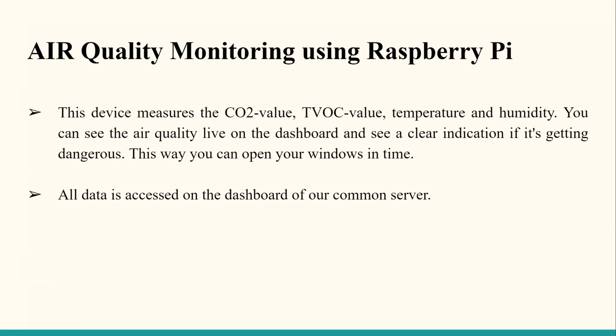This is the air quality monitoring using Raspberry Pi. This device measures the CO2 value, TVOC value, temperature, and humidity. You can see the air quality live on the dashboard and see a clear indication if the air quality is getting bad and dangerous, and hence take required action. All the data from the monitoring system is shown on the dashboard of a common server.